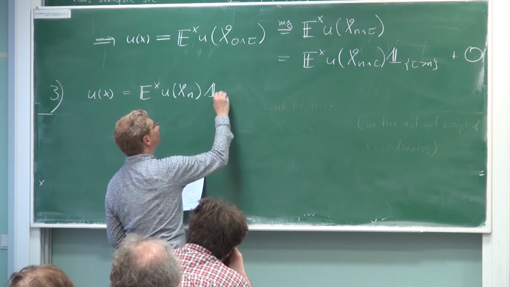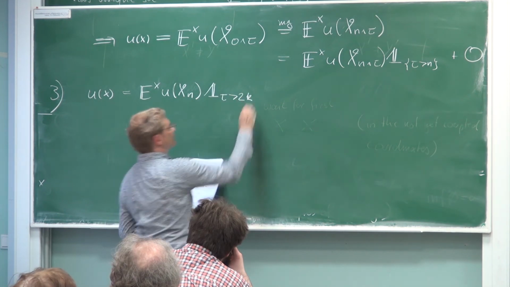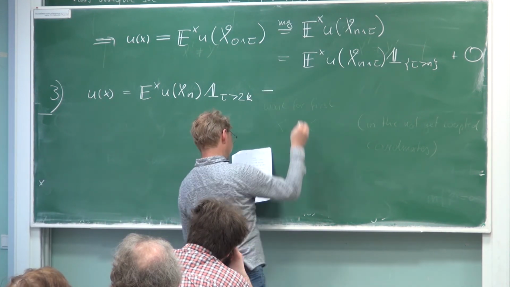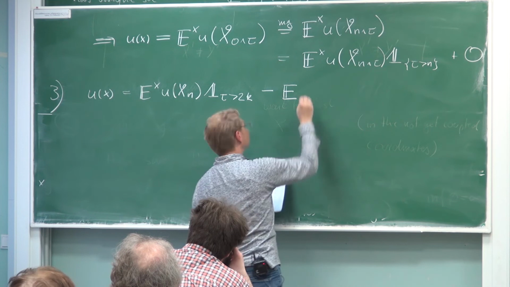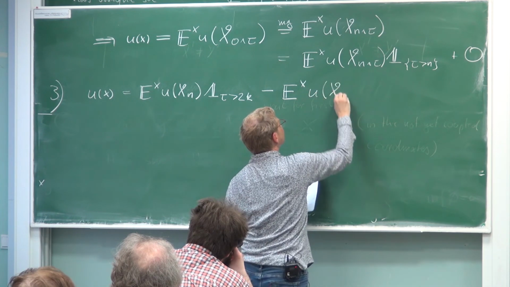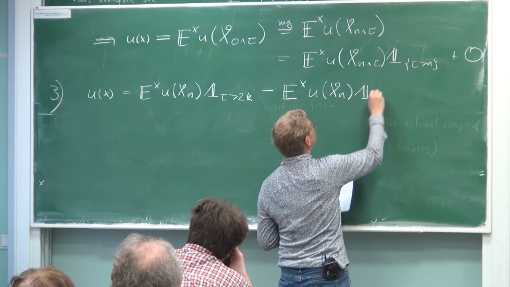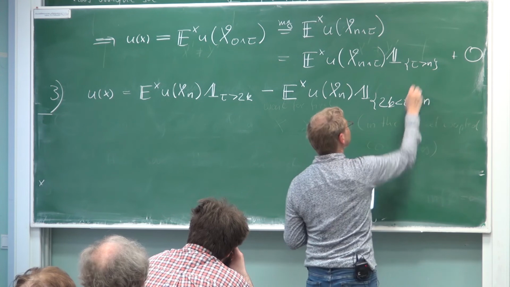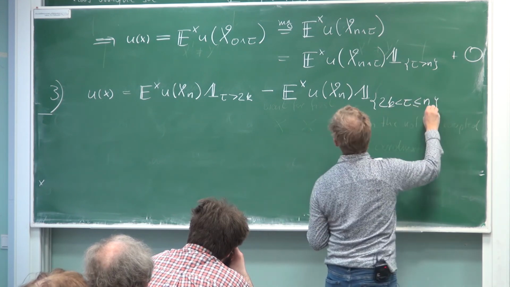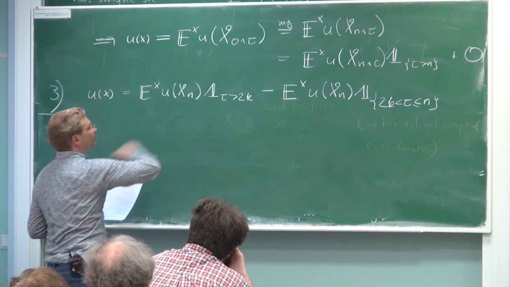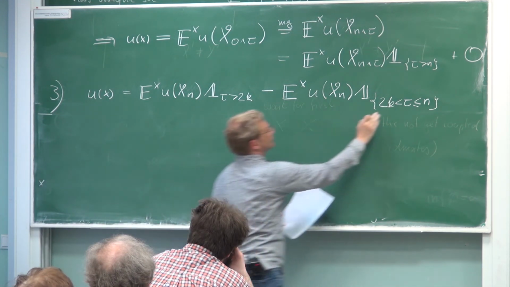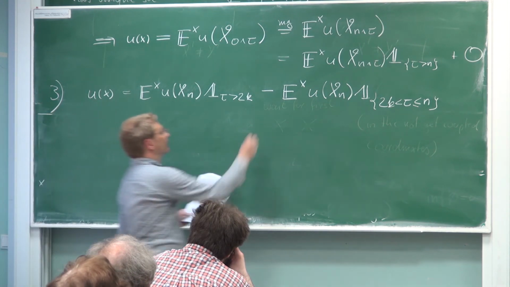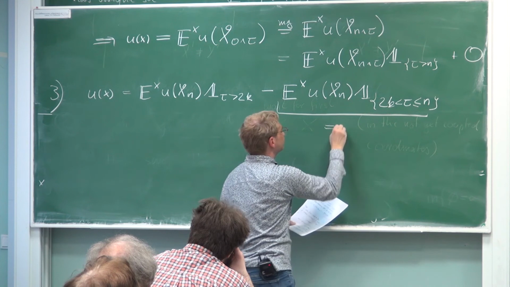And now let me make 2 steps. Yeah, I take n is 2k. And I subtract u xn, what is remaining, less or equal. Okay, 2k is just such that n is bigger than that, because I want to send n to infinity. And this part I call j.